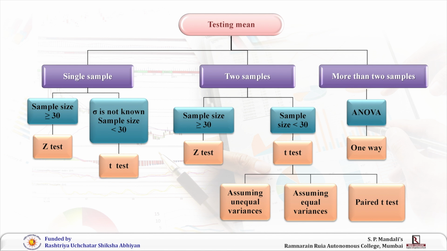For 2 samples, again if the sample sizes are greater than or equal to 30, a z-test is used, and if the sample sizes are less than 30, a t-test with different test statistics are used for equal or unequal unknown variances and a dependent sample paired data. For more than 2 samples, analysis of variance, also called ANOVA, is used.